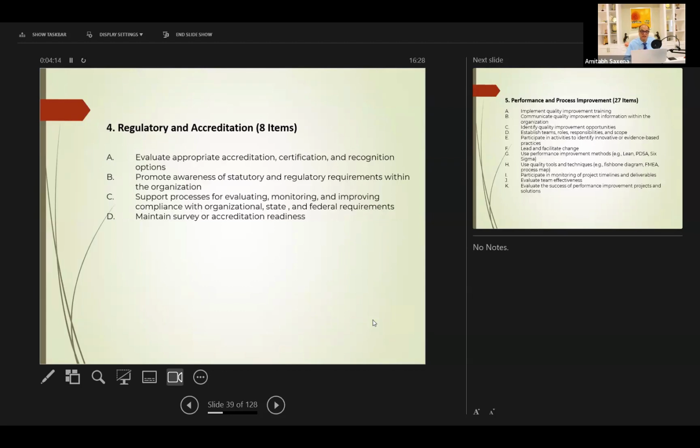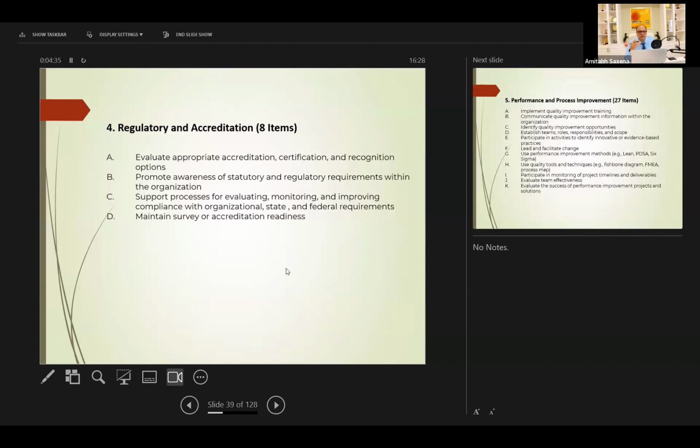People from the US, Europe, the Middle East, Australia, India and the Indian subcontinent. Everyone around the world attends our sessions, and we are proud of this achievement. So regulatory and accreditation, there are 8 questions.